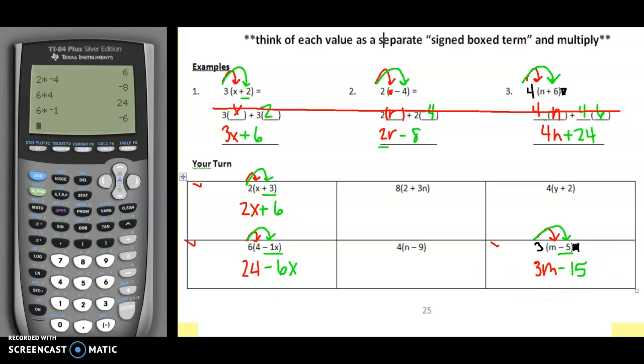So if you're joining online, go ahead and put your video here on pause. Try these 3 blank boxes. I'll be back with you in a minute when you restart the video to go over those answers.